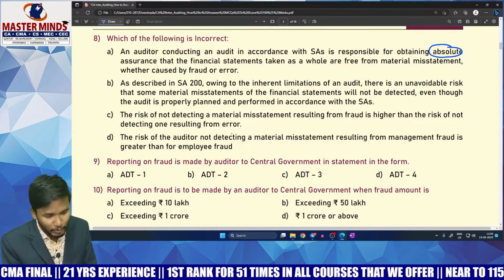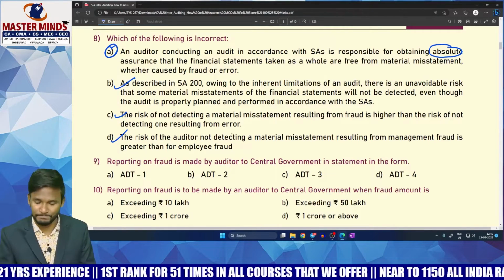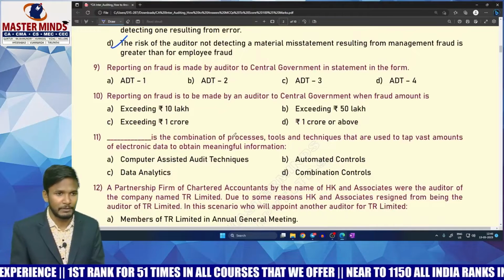So what is the odd one out here? Option A is the odd one out. These two, B, C, are the correct statements only now. Yes. Okay. Question number 9.